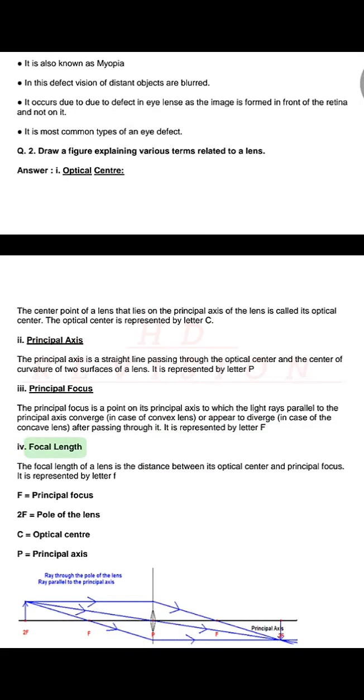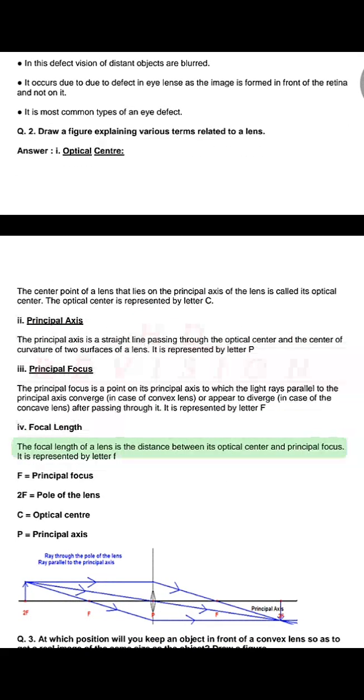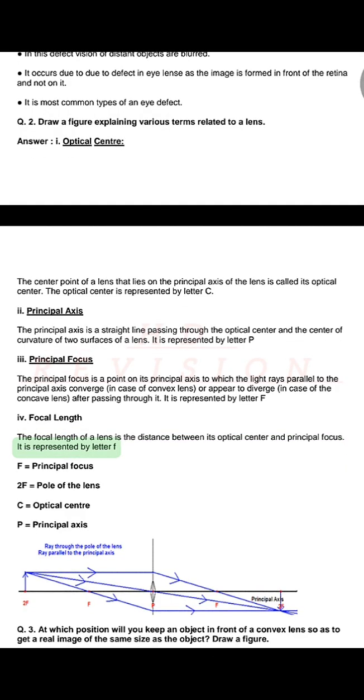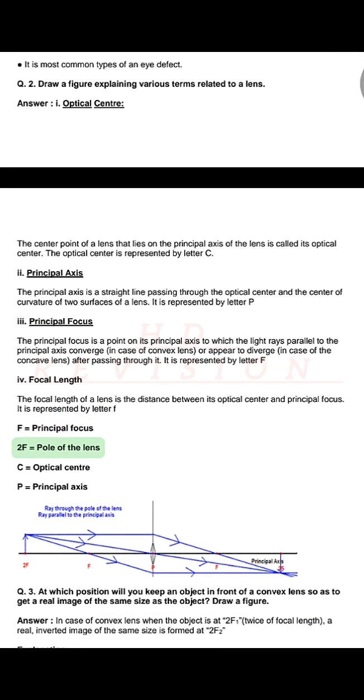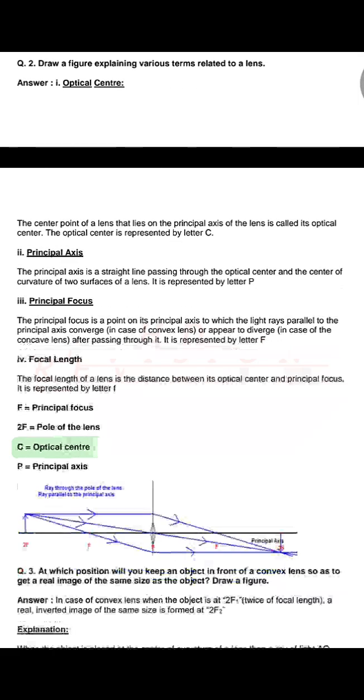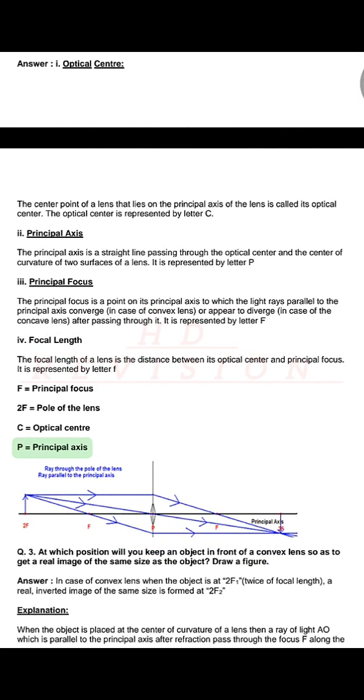IV. Focal length. The focal length of a lens is the distance between its optical center and principal focus. It is represented by letter f. F equals principal focus. 2F equals pole of the lens. C equals optical center. P equals principal axis.